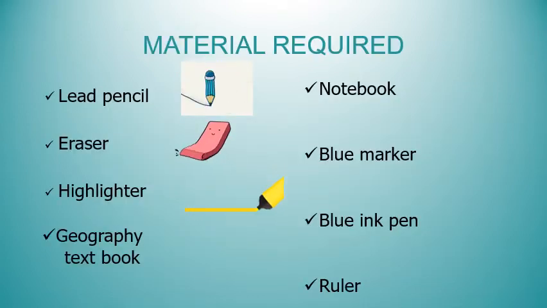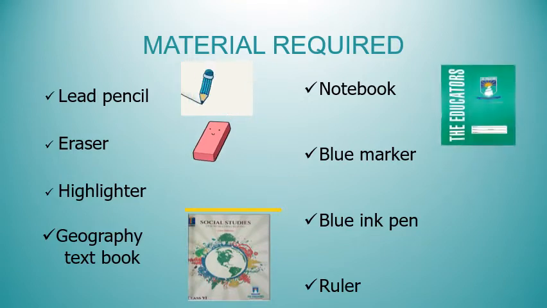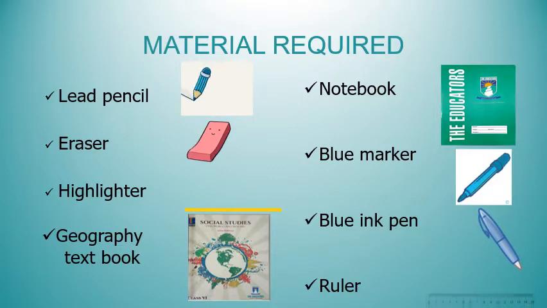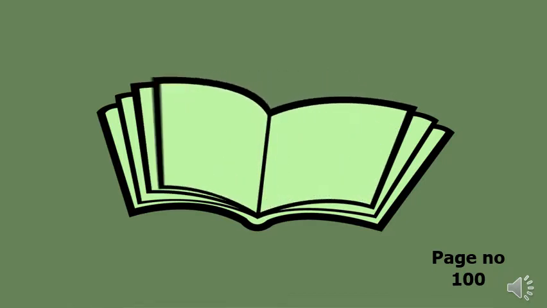Here are the things that you will need for this lesson: lead pencil, eraser, highlighter, your geography book, notebook, blue marker, blue ink pen, and a ruler. I hope that you have grabbed all these things and you're ready for your lesson. Dear students, please open page number 100 of your geography books.